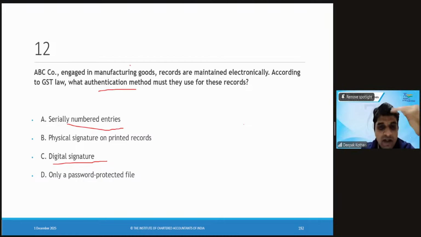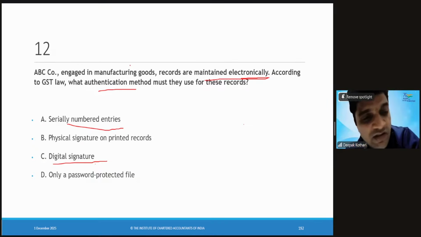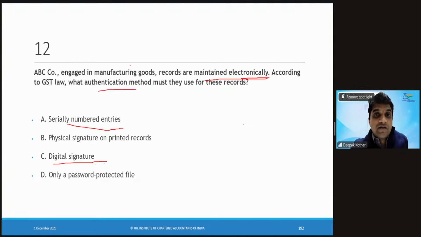So digital signature is the mode of storing the record which is maintained electronically. Physically you cannot sign, so you have to have a digital signature for such documents which are maintained electronically.